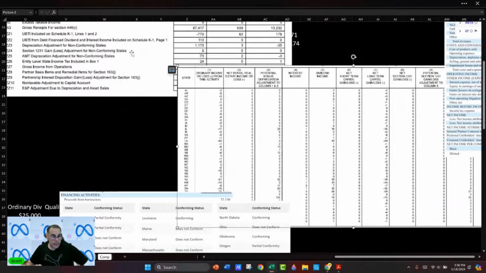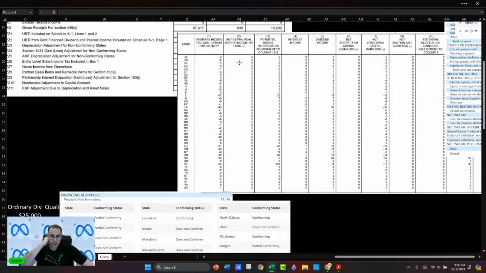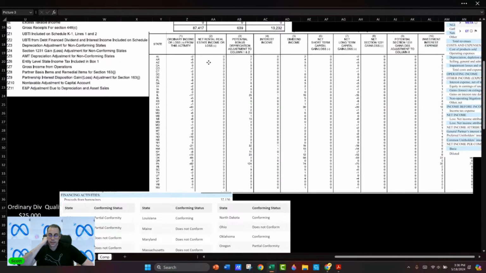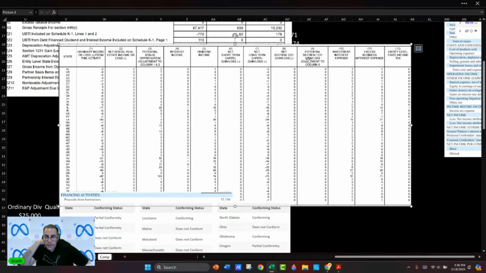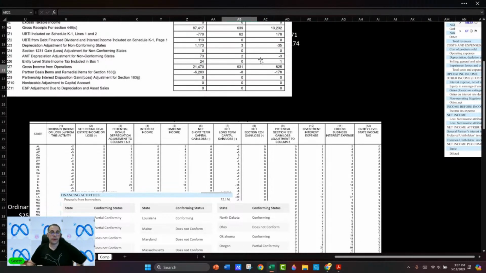That's 73. It must be one of these columns. Entity level, state tax. Ordinary income, a loss, net rental income. Potential bonus depreciation, interest income. I don't know which one is non-conforming. I thought it'd be a column that would say non-conforming. Interest, dividend income. Yeah, I don't know which column is non-conforming, and I don't know how to figure that out.